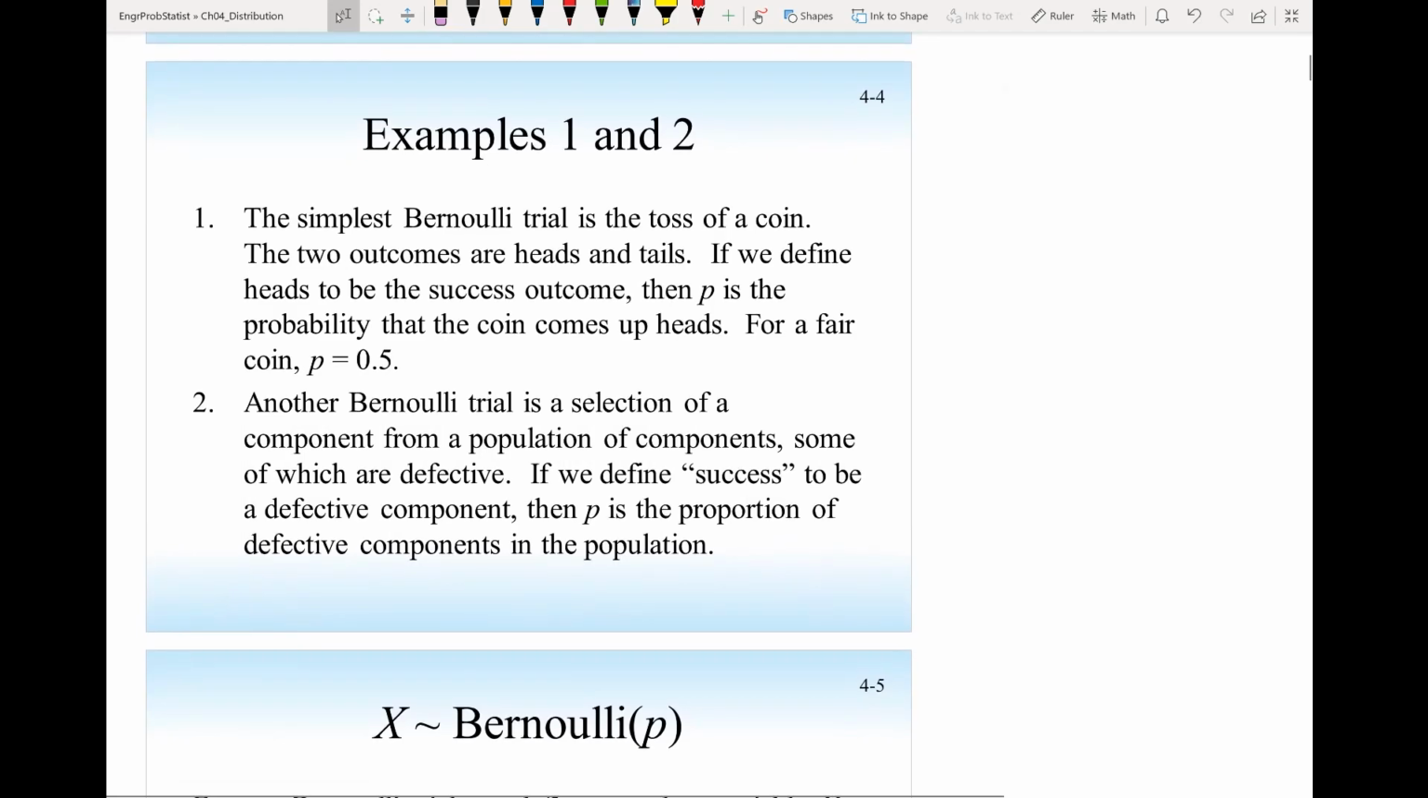Let's take an example. The simplest Bernoulli trial that we are familiar with is flipping the coin. There are two possible outcomes, either head or tail. And we can label head as success, tail as failure. And p will be the probability of head. In this case, it's always half. Probability of tail will be 0.5. If we make transistors and we test them, it's either working or not working. That's a Bernoulli trial. And probability of a defective item may be 0.1, 10%. Probability of a working item, or success, 90%.